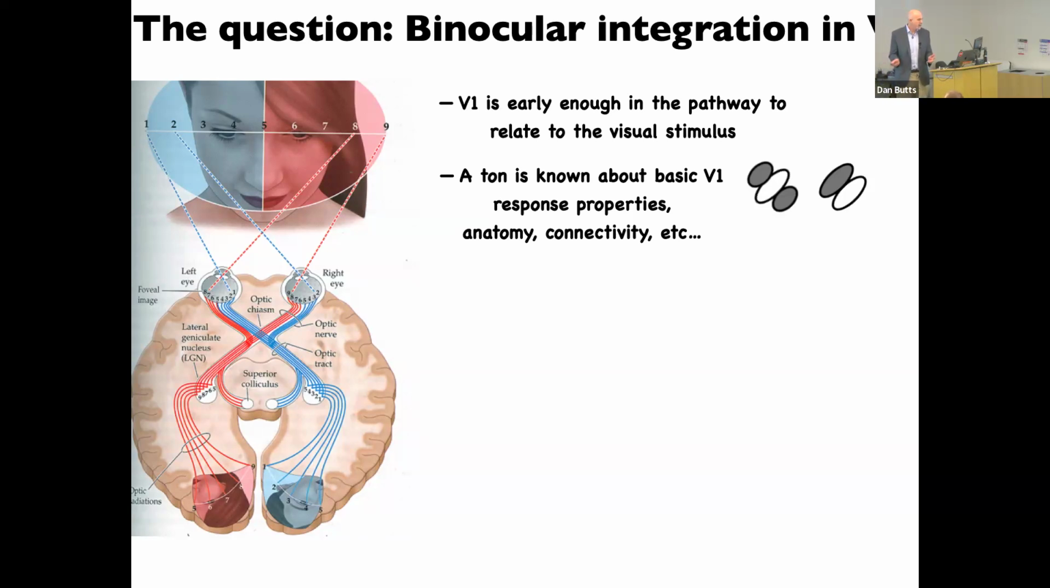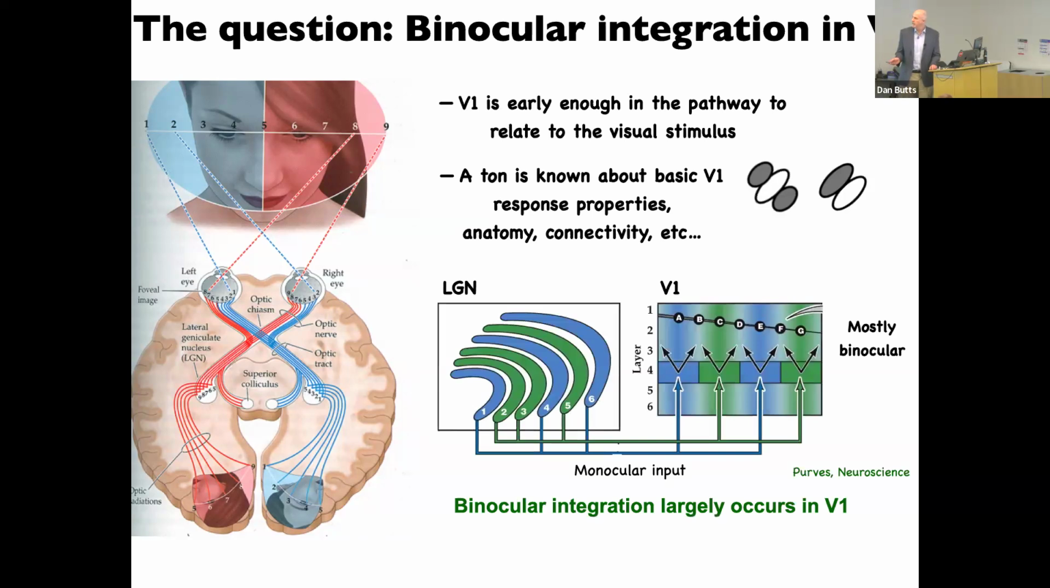This combination happens in V1. The LGN is eye segregated, meaning the same points in visual space are represented along this way, but the different eye information is kept separate. And then neurons in V1 are binocular.